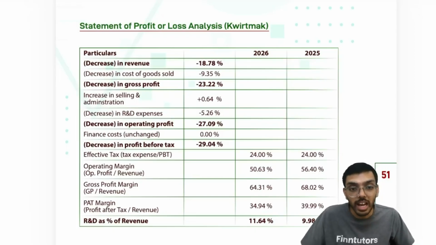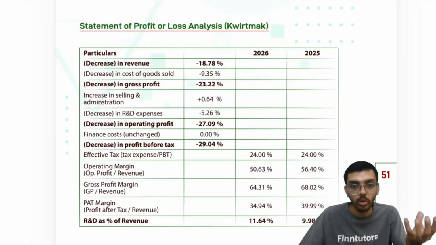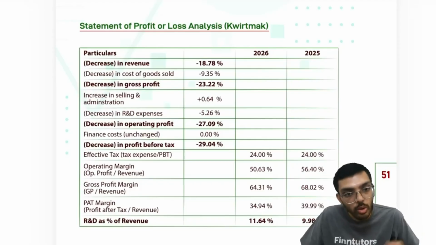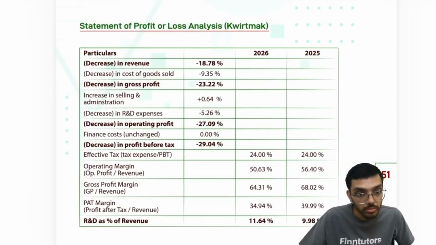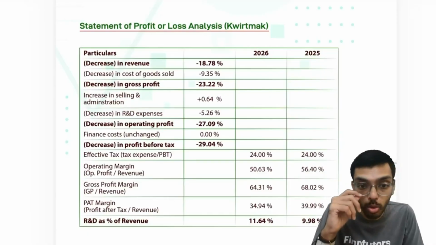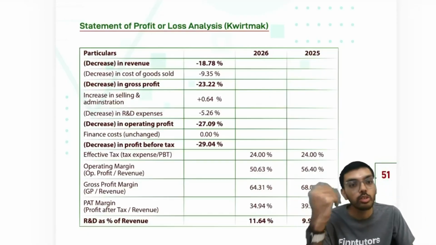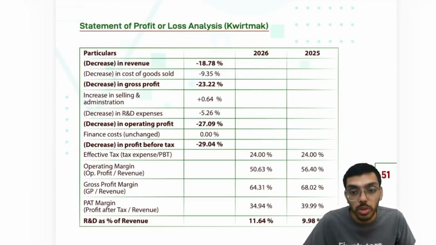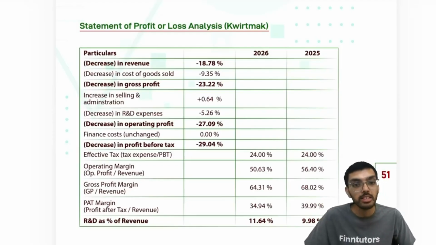R&D expenses declined by close to 5%. Now, because your profit goes down, your bottom line only went down. You'll have to cut in on other expenses. You cut down on your R&D. Your operating profit took a major hit because your revenue had gone down. And at the end of the day, your profit before tax is close to 30% negative from the past year.